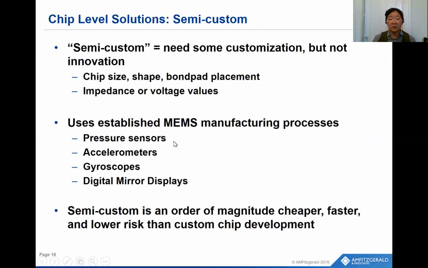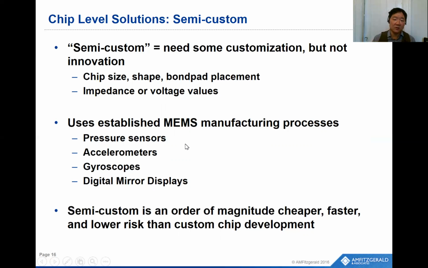Let me just make a point here. The reason why you want to pursue semi-custom over a custom chip is that semi-custom is an order of magnitude cheaper, faster, and lower risk than custom chip development. And when I say an order of magnitude, I really mean an order of magnitude. When I say cheaper, I mean a semi-custom approach is hundreds of thousands of dollars versus millions of dollars for a custom development. When I say faster, it's months of development rather than years of development.